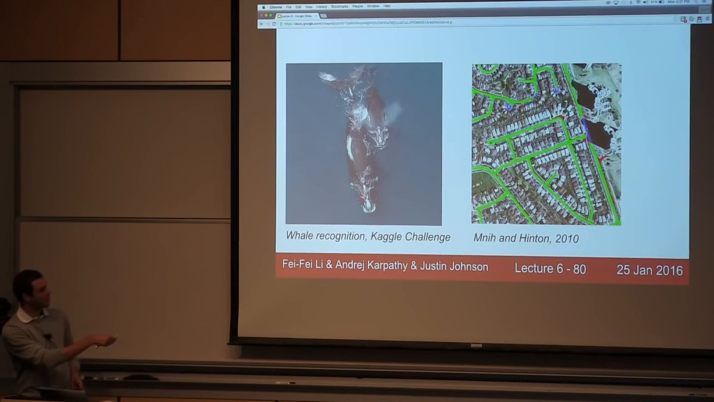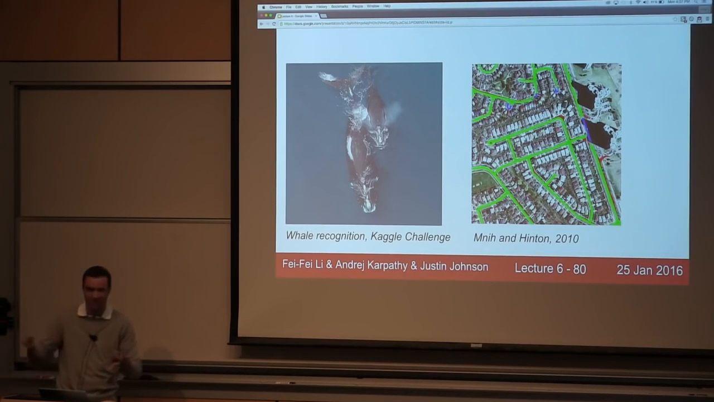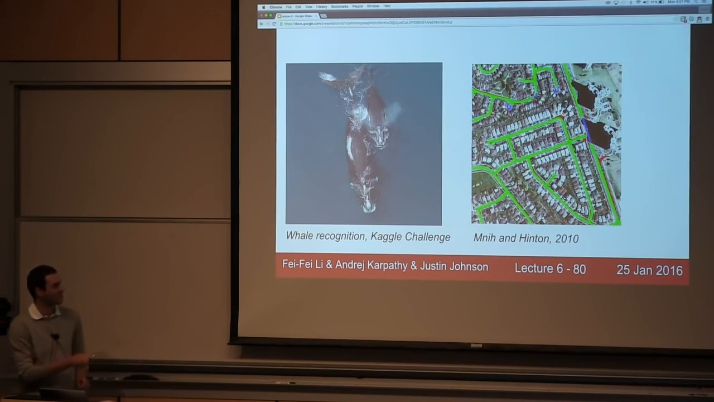So this is a particular whale. There were like 100 whales or something like that, and you have to just use a ConvNet to recognize specific individual whales. This whale, by the pattern of its white spots on its head, is a particular whale that the ConvNet has to recognize. So it's amazing that it works at all.